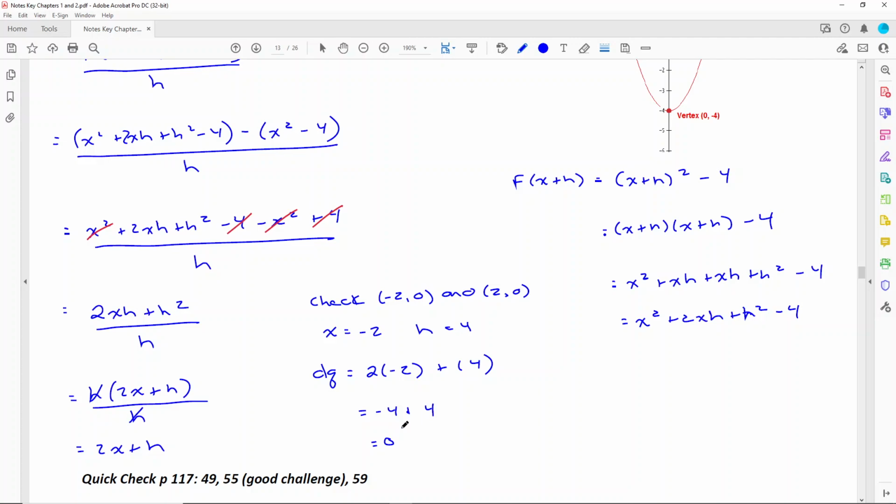So that's what this does. If you do the difference quotient for a function, that new expression you come up with will find the average rate of change between any 2 points on your graph.